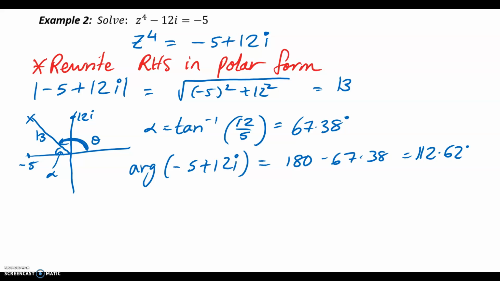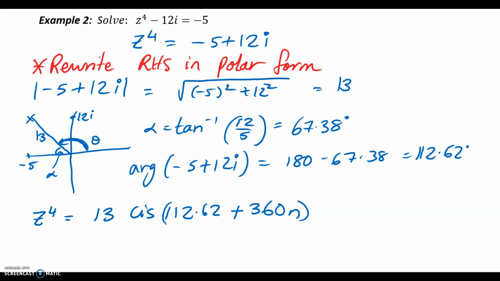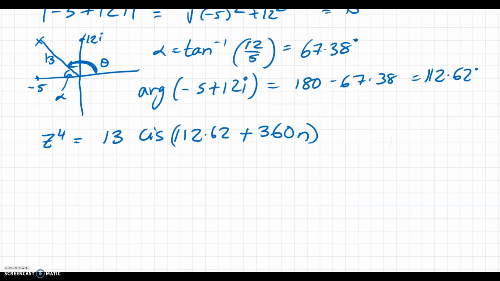Now, let's rewrite the whole thing out. So you've got z to the power of 4 equal to 13 cis 112.62. Now we're going to write it in a more generic form. So in degrees, it's going to be plus 360n. So that is the first part. Now, moving on.